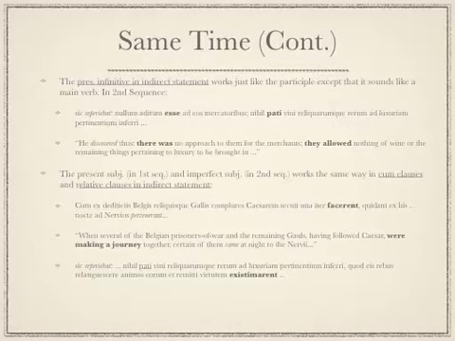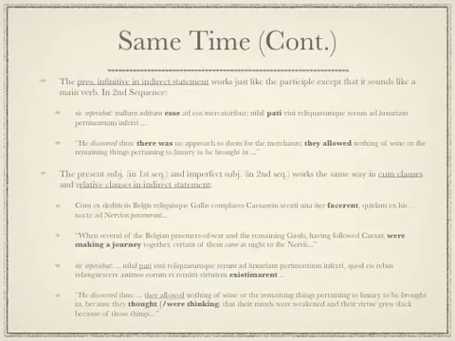He discovered thus. They allowed nothing of wine and the remaining things pertaining to luxury to be brought in because they considered that by those things their minds grew weak and their virtue was slackened. Here we have a relative clause within indirect statement, and so we're going to translate it again like an imperfect indicative because it's happening at the same time as reperiebat, the verb which introduces the indirect statement. So that's so much for same time.